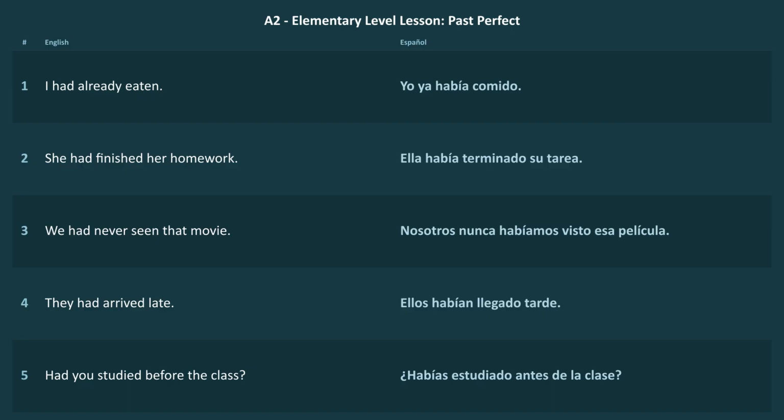Had you studied before the class? In informal singular Spanish is ¿habías estudiado antes de la clase? How do you say had you studied before the class? ¿Habías estudiado antes de la clase? Perfect. Notice the question is built with voice and question marks, not with a special helper like English does. Spanish just uses the same tense and turns it into a question.